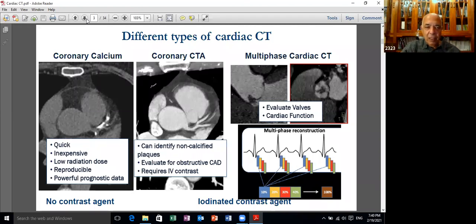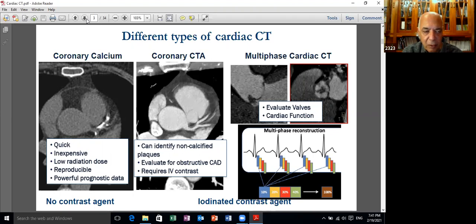Coronary calcium scoring actually doesn't need an intravenous infusion and doesn't require dye. It's a quick procedure, it's inexpensive, and it requires a low radiation dose, maybe just 1 millisievert. This is less than 1/10 of nuclear scanning, and it is reproducible, so wherever you do it, you obtain the same results. And it provides a lot of prognostic data.